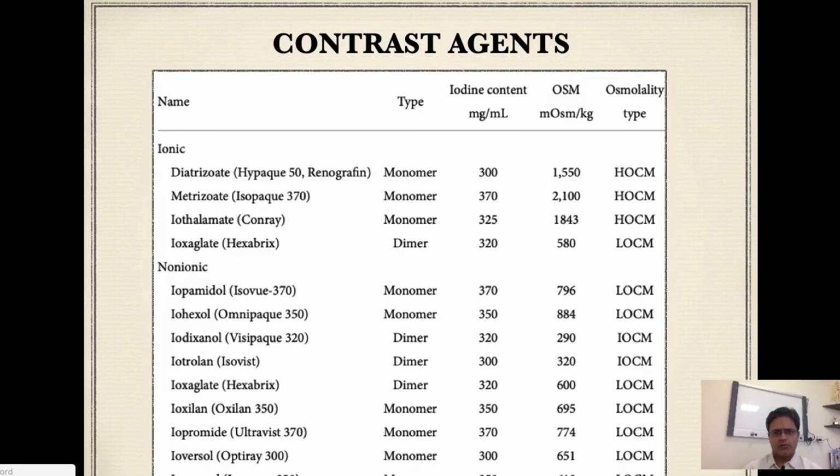And the 350, which we don't use for spinal procedures, has an osmolality of about 800 plus. And because it's less than 3 times plasma osmolality, it is still classified as low osmolality, whereas the high osmolality ones would be more than 3 times. So you can see the examples over there. Mostly, you can see the ionic ones.